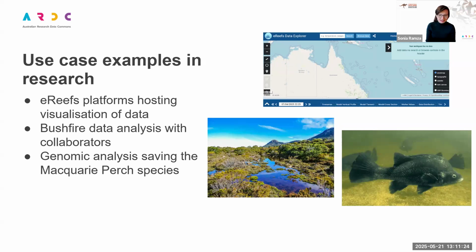And last but not least, a group of researchers were able to analyze genomic data. So that's very hefty, large data sets, DNA analysis or RNA analysis, and they were able to make conclusions around how they may be able to save a particular fish species. And they were all able to do that on the cloud and harness the computing power of the cloud. So these are just some examples.